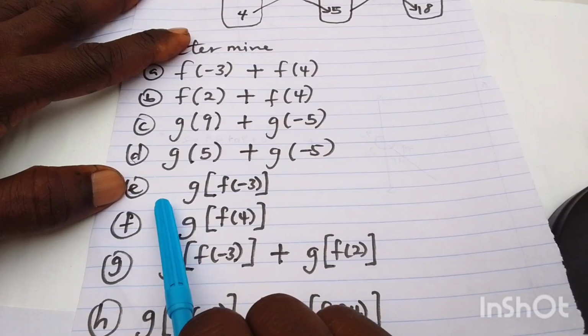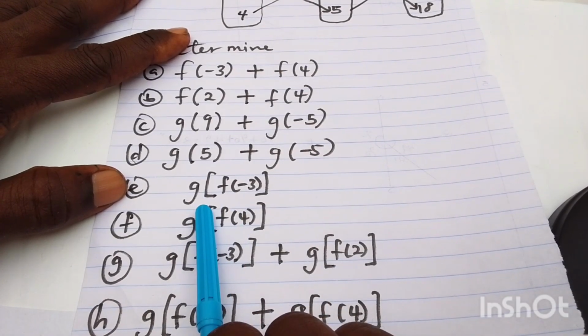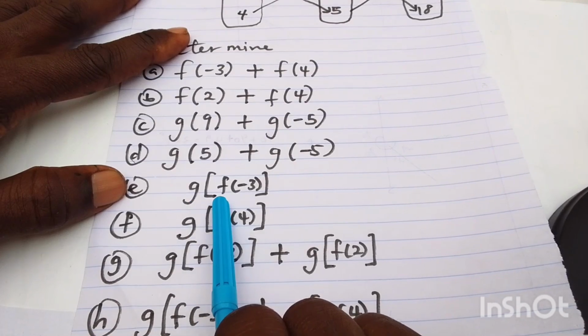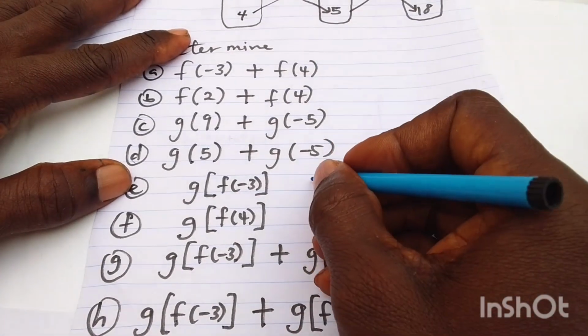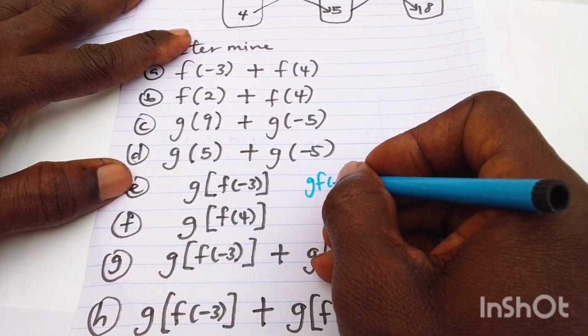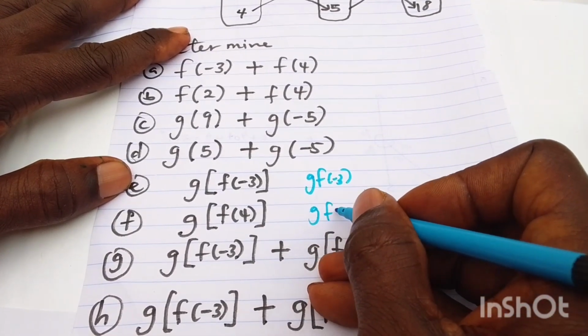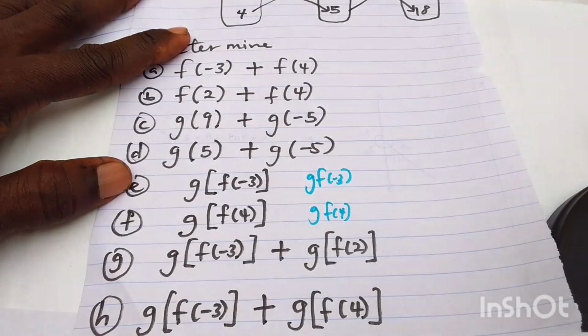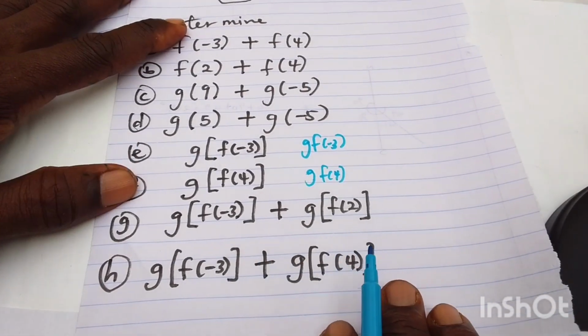Then you have E, which gives us a composite mapping. So gf of minus 3. Same thing as saying we have gf of minus 3. This one is the same thing as saying gf of 4. So still the same thing. And the remaining ones also.